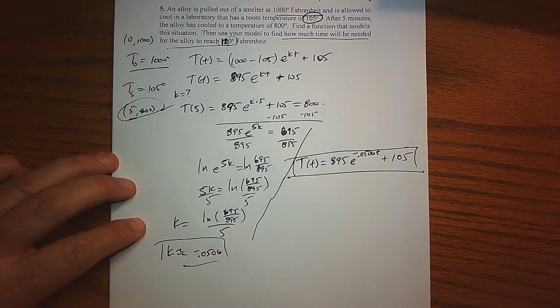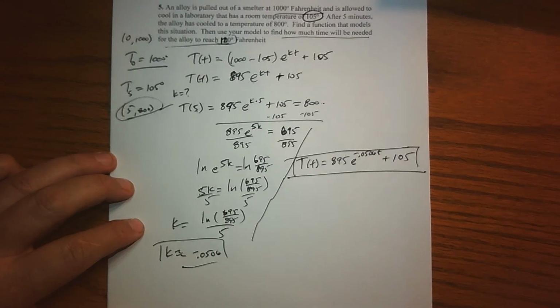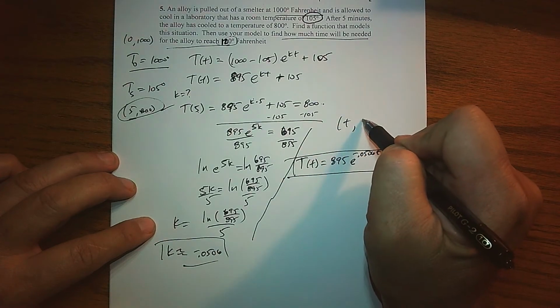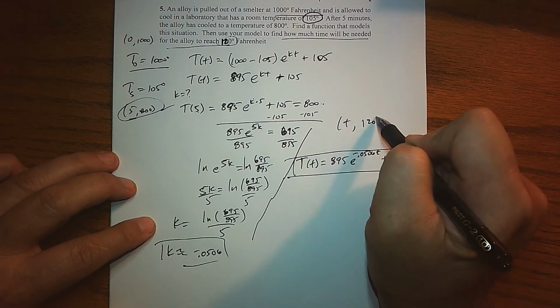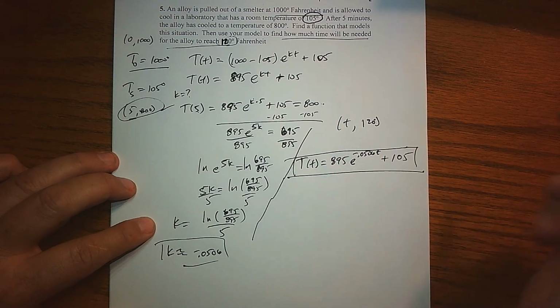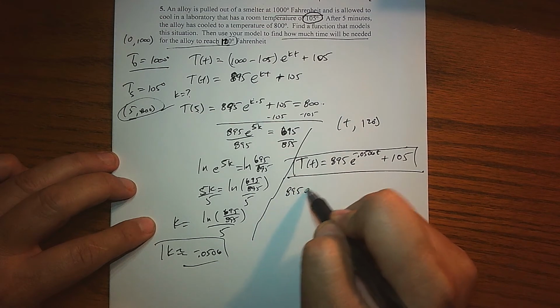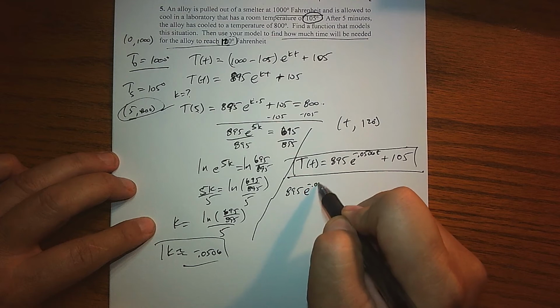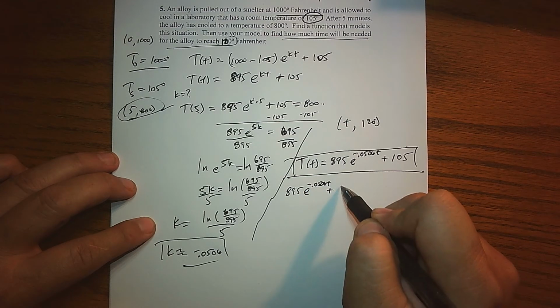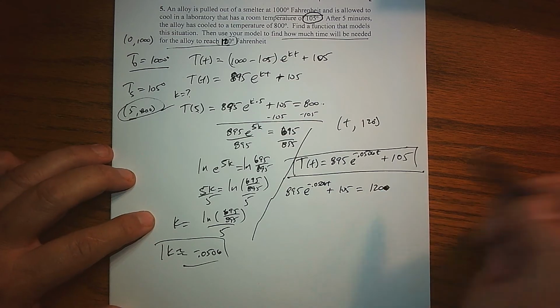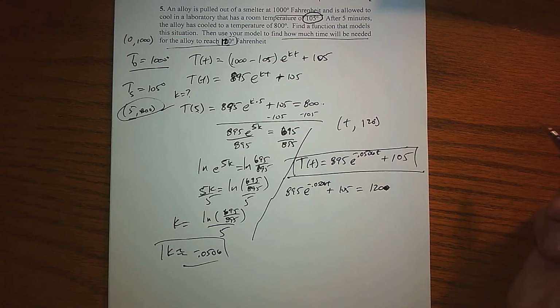Okay, that way it's well defined, right? So hopefully you understand that. So I'm basically trying to find what time value creates an output of 120 degrees. So that means 895 e to the negative 0.0506 t plus 105 is equal to 120. The math's pretty similar, except now we're solving for t rather than k.